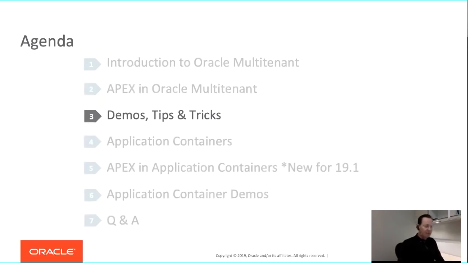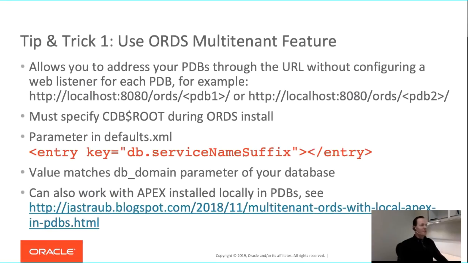So let's go into some tips and tricks, and then we will demonstrate some of those tips and tricks. One of my favorites is this ORDS multi-tenant feature. What this feature allows you to do is address your PDBs, so your Application Express instances in those PDBs, using the URL without having to go through a configuration and point a web listener directly at each PDB. So in this example here, we could have PDB1 and PDB2, and we simply address them by using the name of the PDB after the ORDS context root.